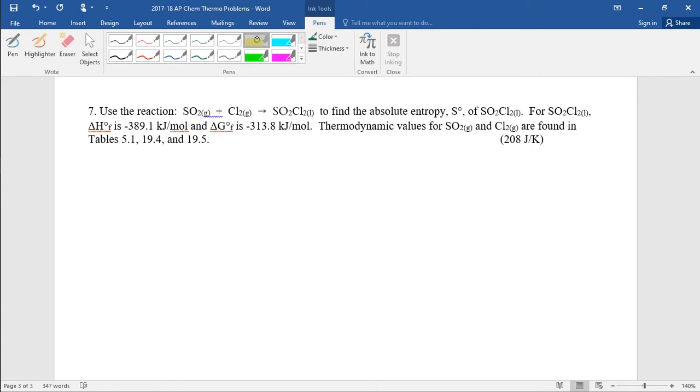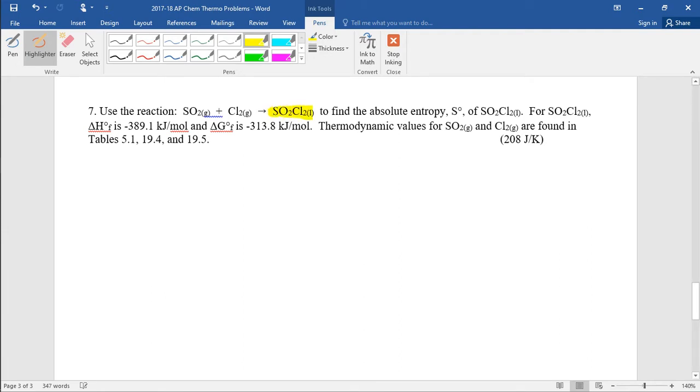So that compound, you'll notice, is not in your appendix. So that is an unknown compound. But what we can do is if we can find the delta S standard for this entire reaction, that means we can actually solve for the unknown, which is the absolute entropy of this particular compound, SO2Cl2.